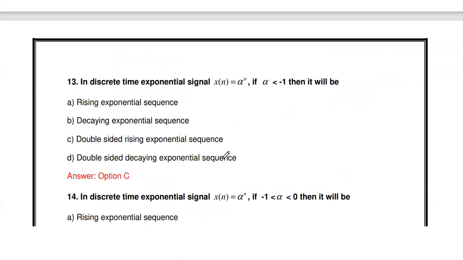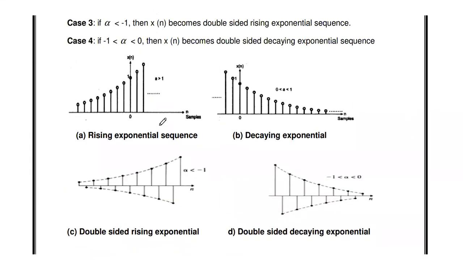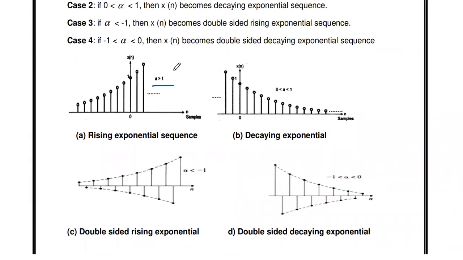So you see the graph for this. This is for alpha greater than 1, where the amplitude is exponentially growing. So this type is called a rising exponential. And the second type is when alpha is between 0 and 1. For example, take alpha as 0.5. As the time increases, the amplitude exponentially decreases. So this type is called a decaying exponential.